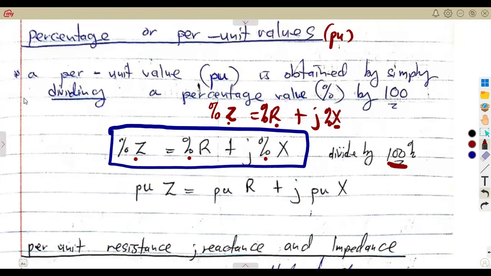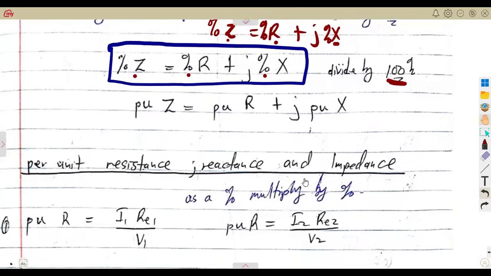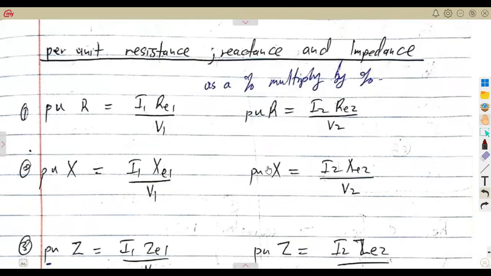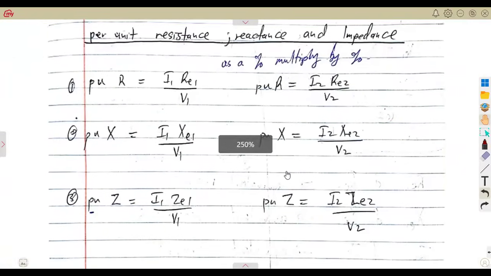So the opposite is true. If you are given per unit value of the impedance, you can convert them back to the percentage by multiplying by 100%. The opposite is true. This is just mathematics, guys. To go to a percentage, you multiply. But going back to the normal term, you divide. But as you are going to that percentage, you must multiply. So meaning to say, we can calculate per unit resistance, reactance, and also impedance.